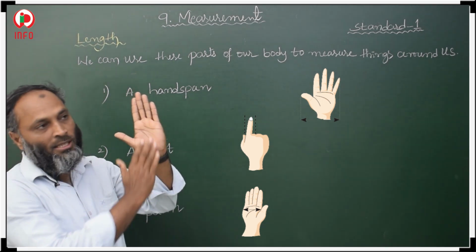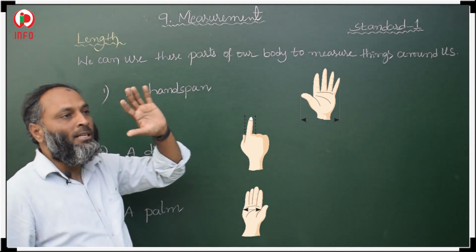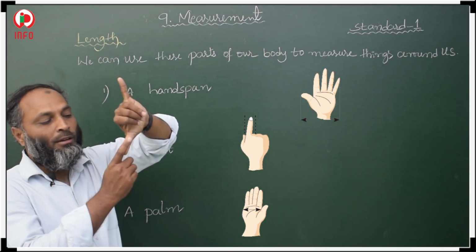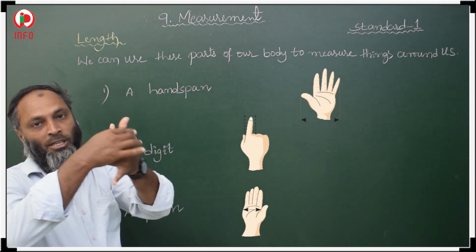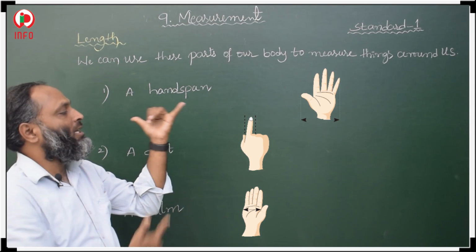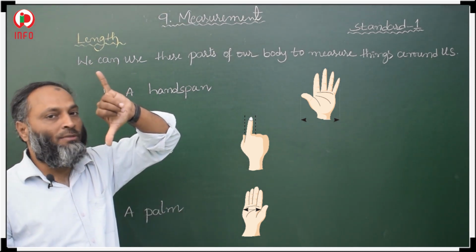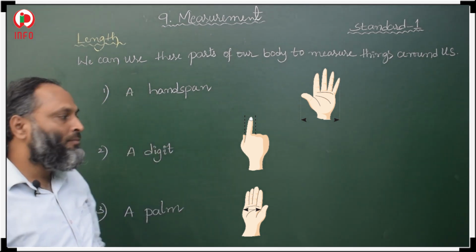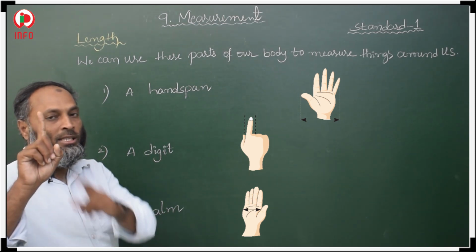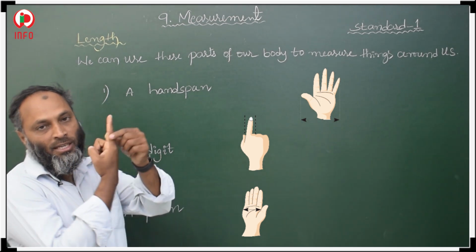Using these three body parts, that is using our hand, we can measure. Hand span: this is one hand span, the distance from the thumb to the last finger. A digit is the length of the first finger. The length of this finger is a digit.